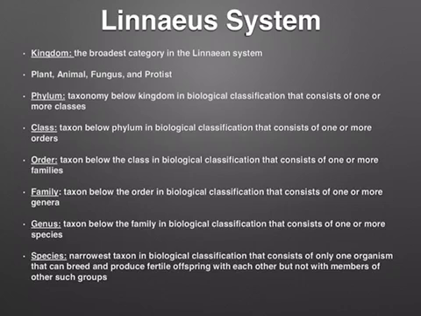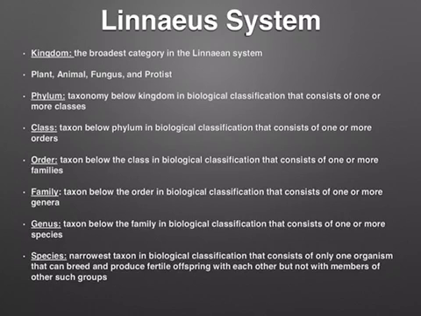So, to recap, kingdom is the broadest category in the Linnaean system, and there are 4 kingdoms. We have the plant kingdom, the animal kingdom, the fungus kingdom, and the protist kingdom. Each of those 4 kingdoms gets further divided into a phylum. There are many, many phylums in each kingdom, and this consists of 1 or more classes. Classes are a little more specific than a phylum, and it will contain orders.